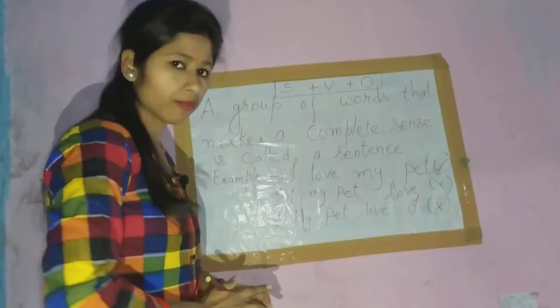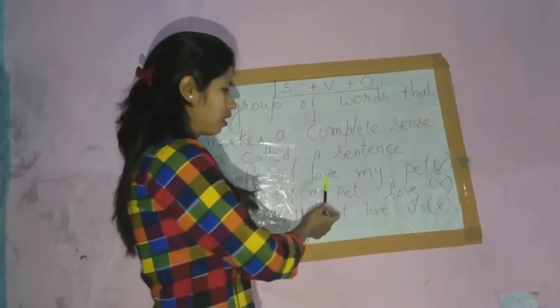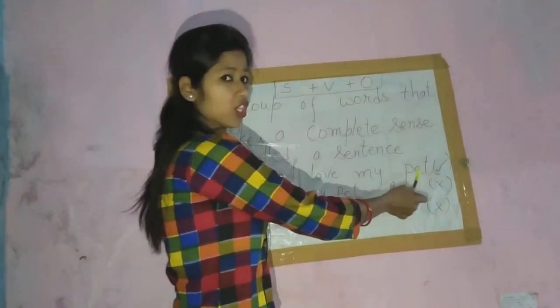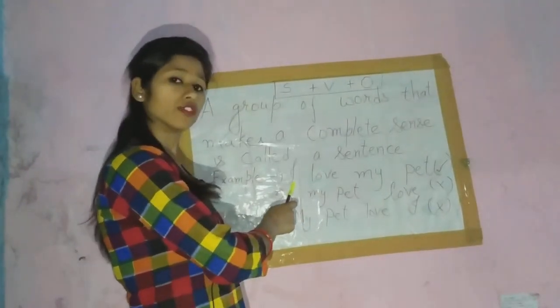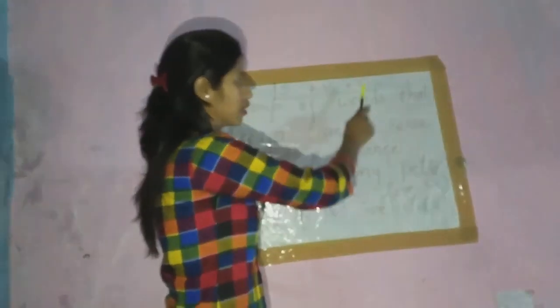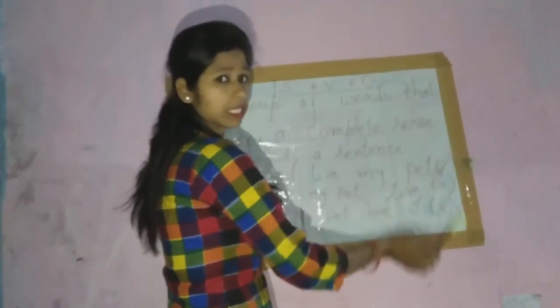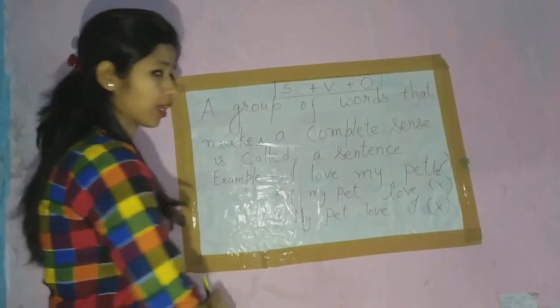Here, there are some examples. Number 1, I love my pet. You can see I is subject, love is verb, my pet is object. So this is a correct sentence. Come to the second one.